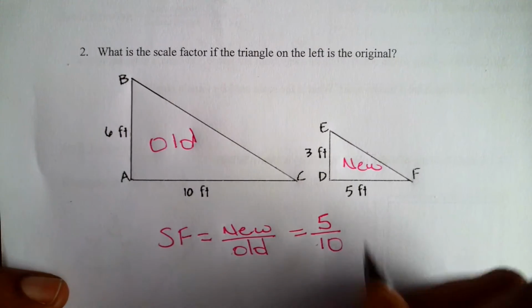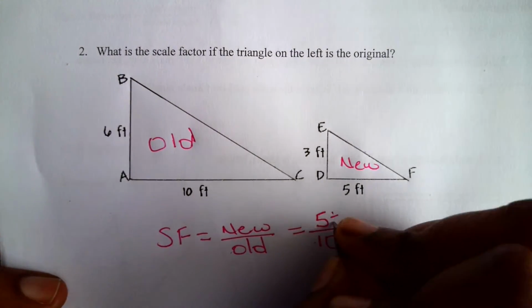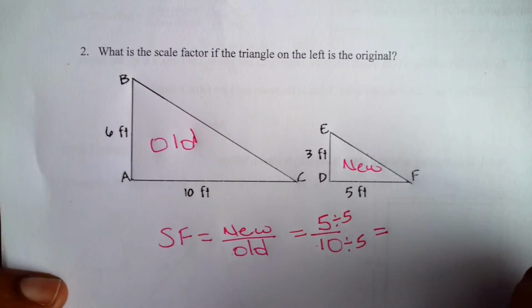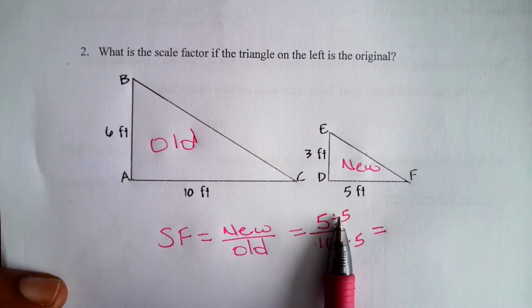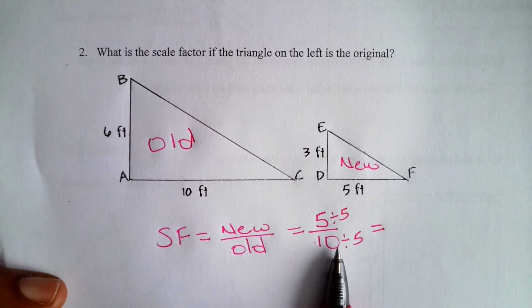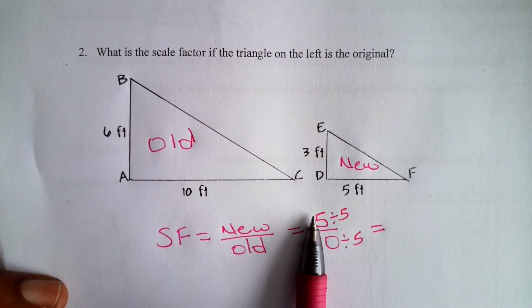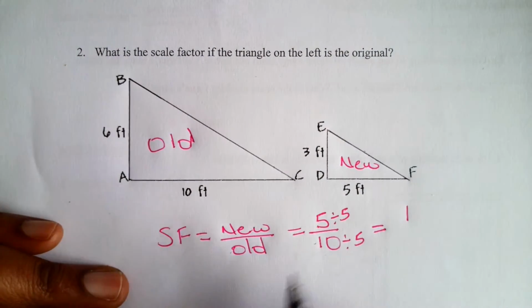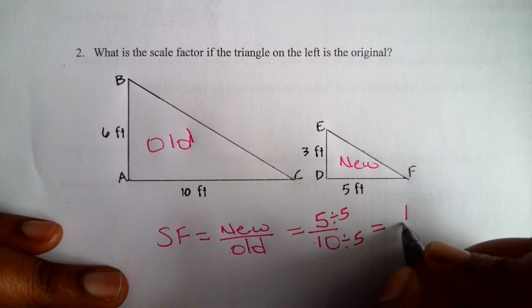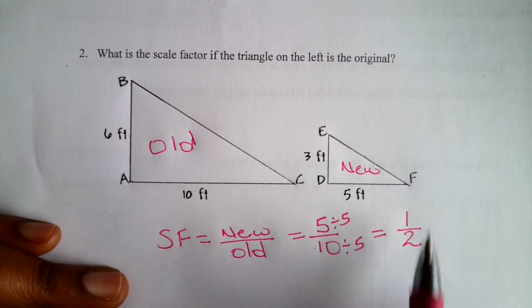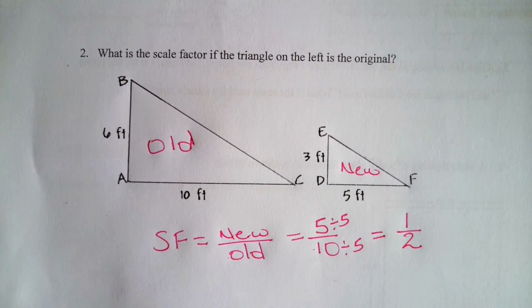We can reduce this fraction by dividing by 5. Divide the numerator by 5, divide the denominator by 5. Any number you divide the numerator by, you have to divide the denominator by it. Any number you divide the denominator by, you also have to divide the numerator by that number. So 5 divided by 5 gives us 1, and 10 divided by 5 gives us 2. So the scale factor here is 1 over 2, 1/2. Alright? So that's the scale factor.